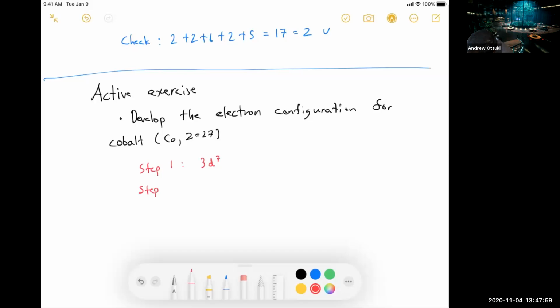Of course, you don't have to do it this way. If you could just figure it out by reading it first and getting to the cobalt, by all means do that too. In fact, that's how I learned how to do it. So there's 1s, 2s, 2p, 3s, 3p, then 3d. Oh, no. Let's take a step back.